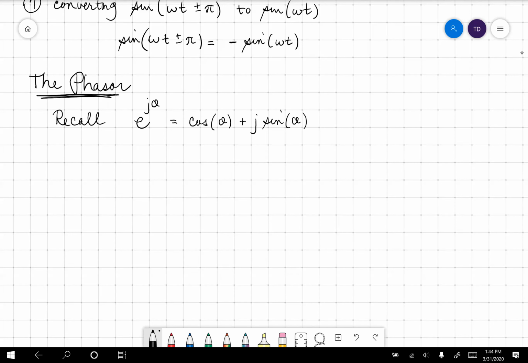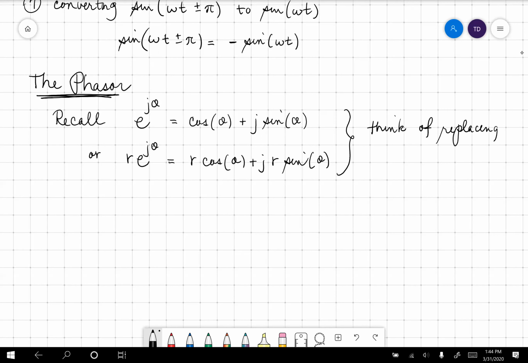We haven't seen that in a little while. Or if we put an r out in front, r e to the j theta is equal to r cosine of theta plus j r sine of theta. It doesn't matter whether we have an r out in front or not. Now I want you to think of replacing theta, a fixed angle, by omega t.